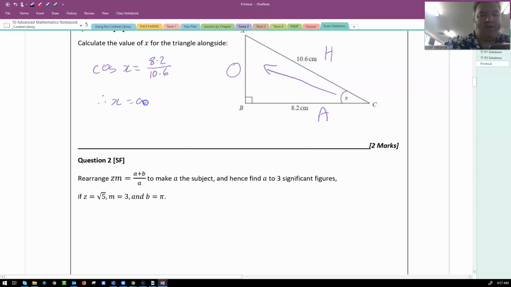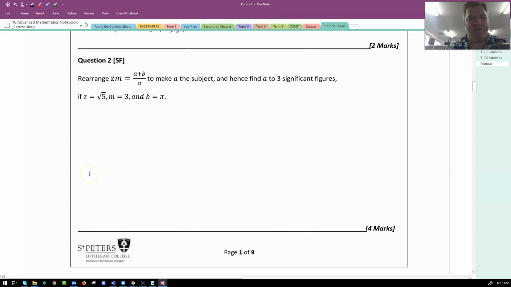X is going to be the arc cos, inverse cosine function, of the given ratio. Now, if you want to simplify that, make it 4.1 over 5.3, you can. Not necessary though in that one. And then you're just pushing buttons on your calculator. X is approximately equal to 39.32 degrees. Quick, easy 2 marks, and we move on.